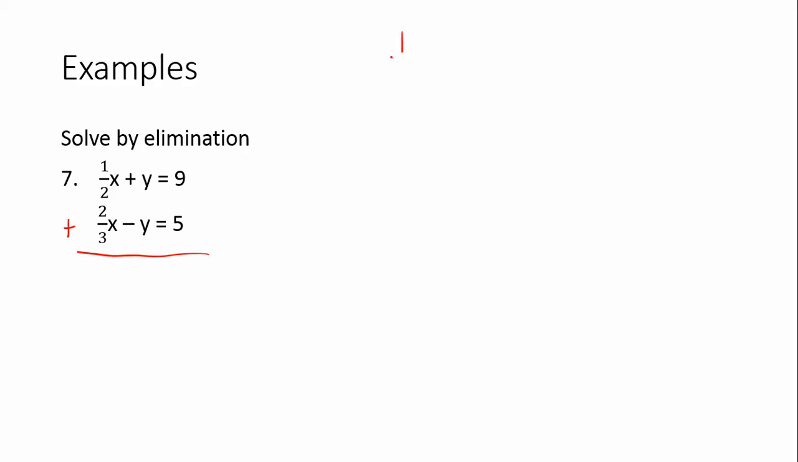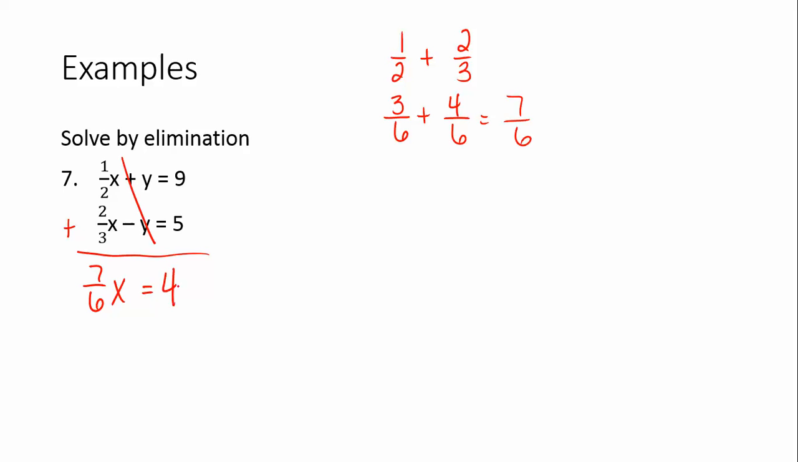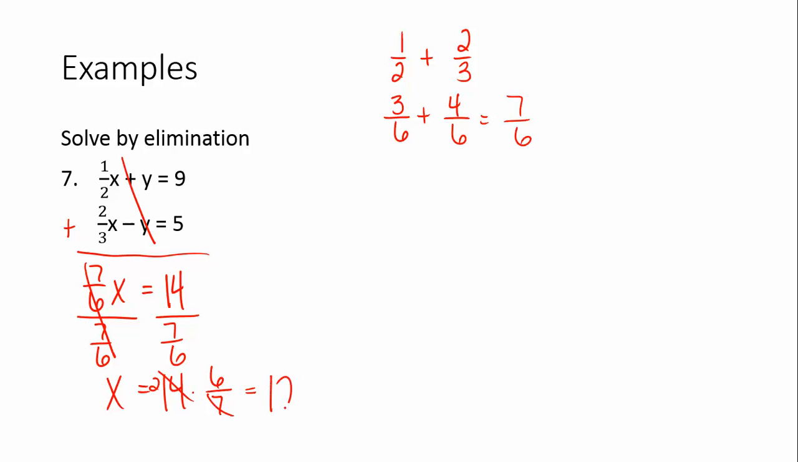And if you have to do some longhand over here, we need to get a common denominator, so that would be a 6. So that's 3/6 plus 4/6, or 7/6. So we get 7/6x. The y's eliminate, and we're left with 14 over on the right. Then we need to divide both sides by 7/6. Remember that dividing by a fraction is the same as multiplying by the reciprocal. And we can do some cross-canceling here, and we get that x equals 12.